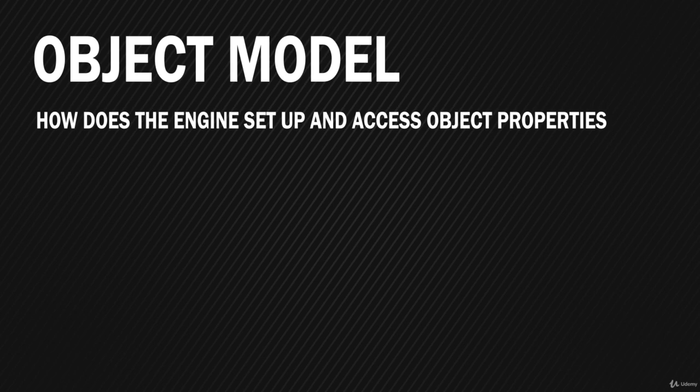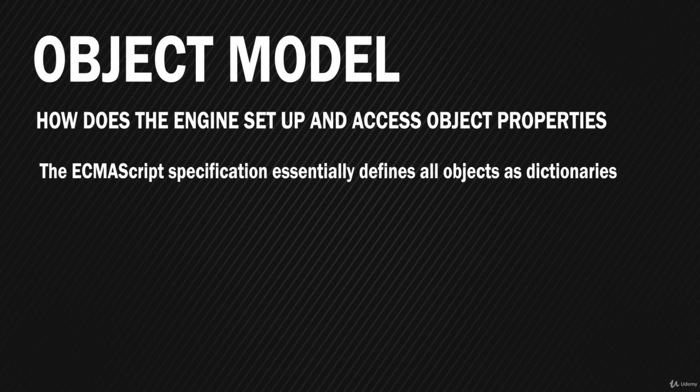Anyway, the starting point is to know that the ECMAScript specification essentially defines all objects as dictionaries. What I mean by that is that you've got keys on each object, and those keys are mapped to what's known in the JavaScript engine as property attributes. And of course, the easiest thing to do is to start with an example. Let's create an object via the object literal syntax, and it just has two properties on it, x and y.